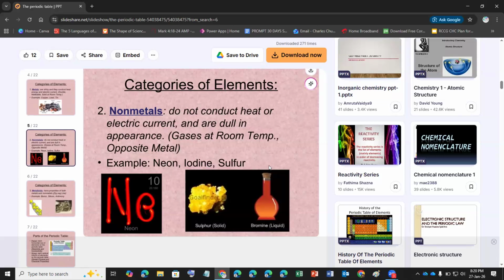So what are some of their physical properties? Most of them are usually gases at room temperature, and you can think of them as the opposite of metals, because of not being able to conduct heat or electric current. Then dull in appearance. I didn't talk about that, but if you remember when we talked about metals, they are usually shiny. So by default, non-metals are dull in appearance.